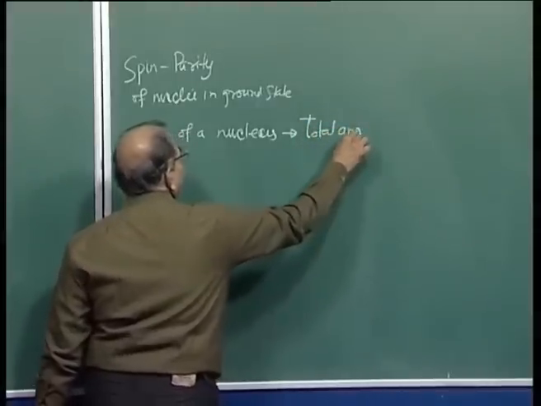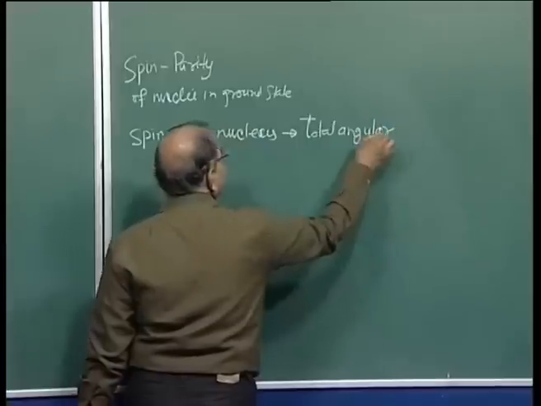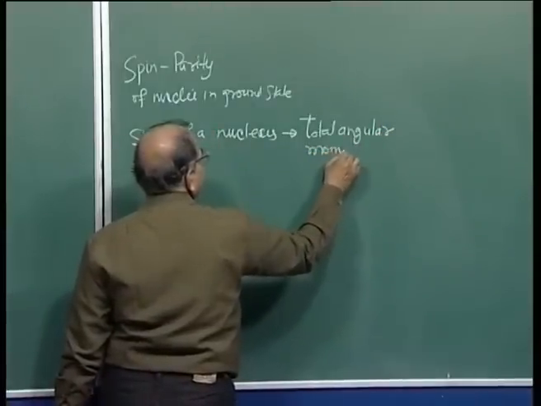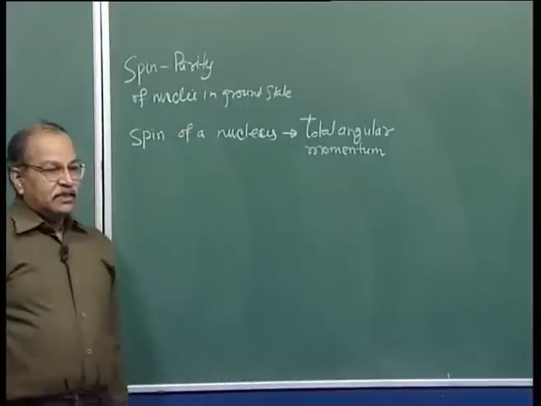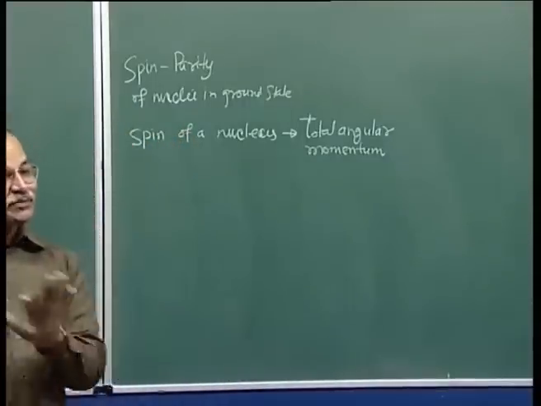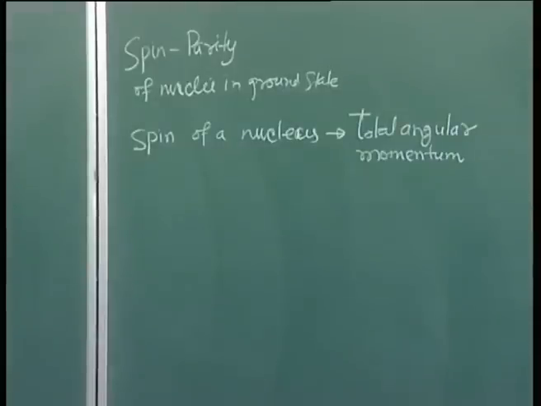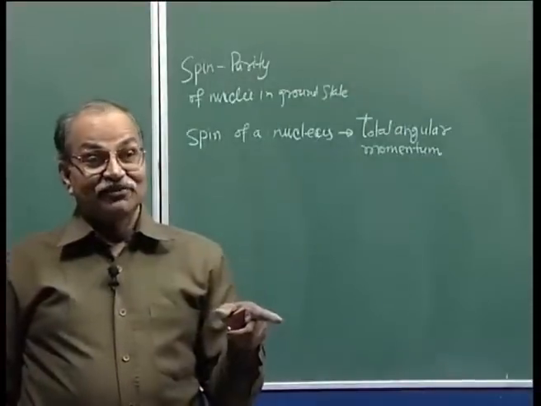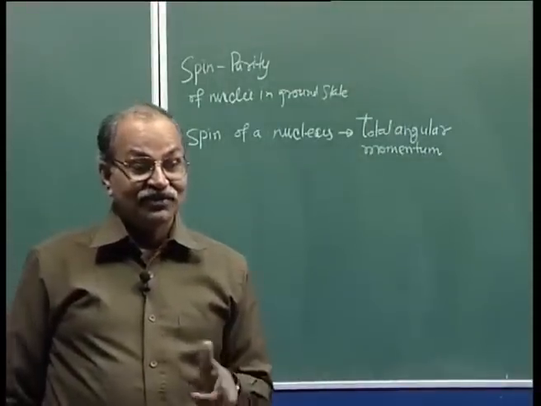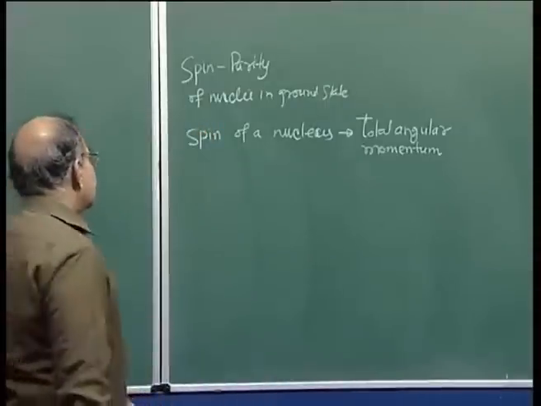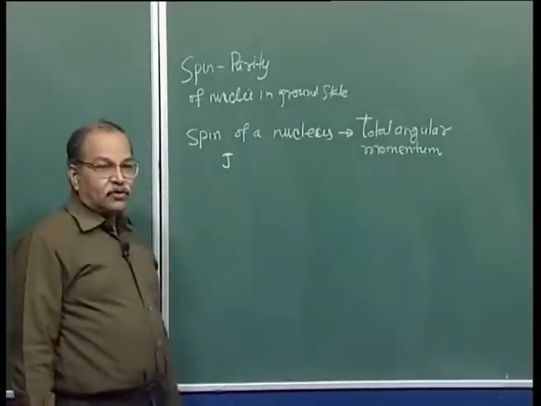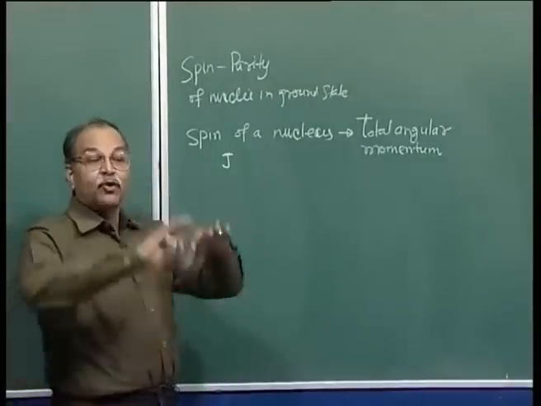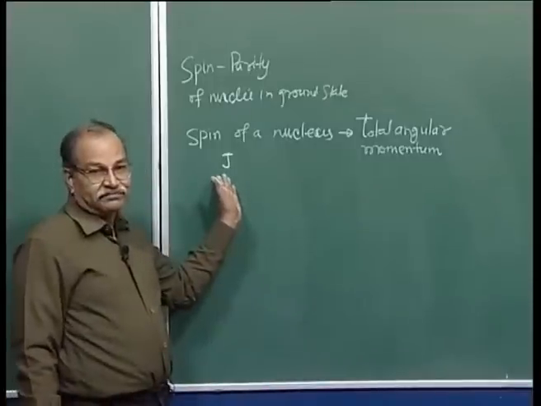Remember, this is a terminology used in nuclear physics, not in atomic physics. In atomic physics, by spin we understand spin angular momentum, but in nuclear physics, if I say spin of this nucleus, it is the total angular momentum, not the spin angular momentum. So, that is the terminology used. When I say spin, it is J, total J, all orbital and spin combined for the whole nucleus; this is the final J.